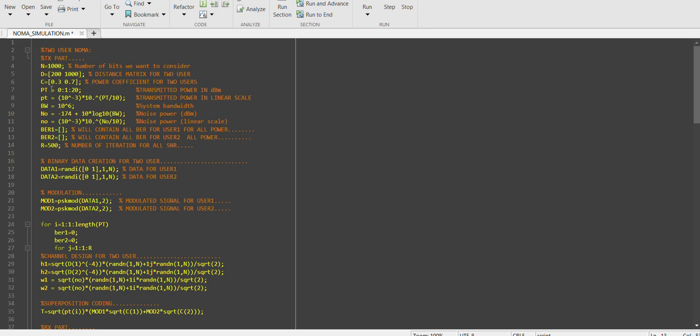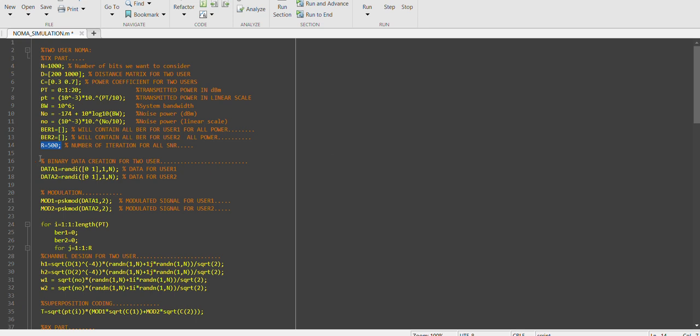Now for each power we will iterate our system. Now what is the number of iterations we want to consider? Suppose R is 500. That means for each power we will simulate our system 500 times, and this iteration will give an overall better result. We will average and we will see what result comes.